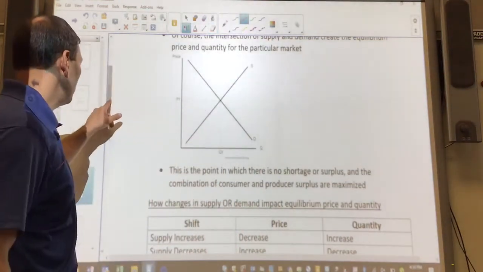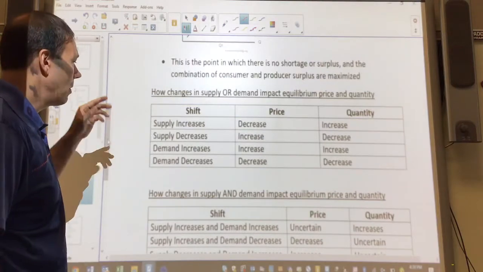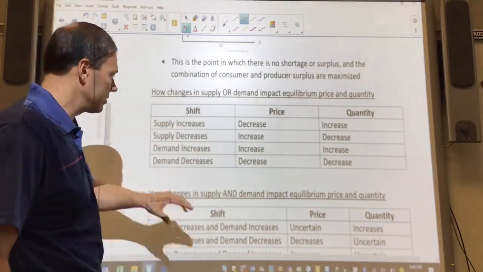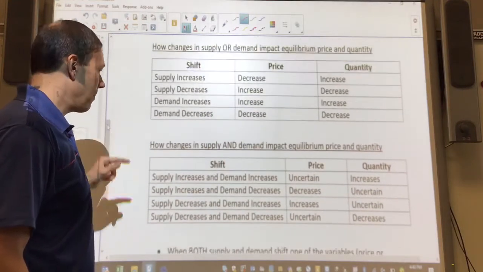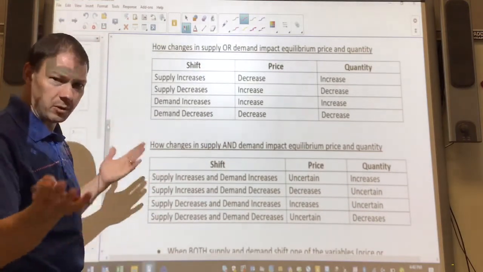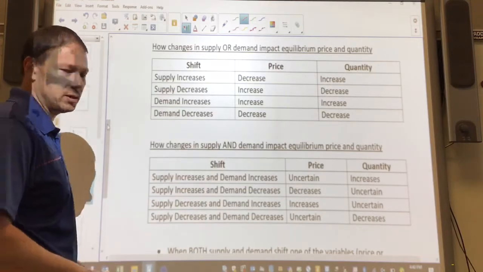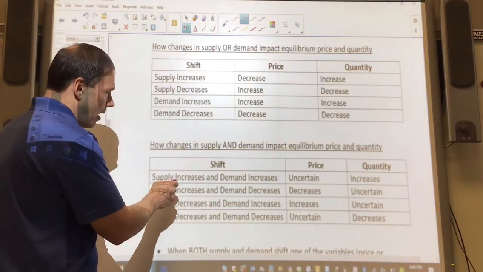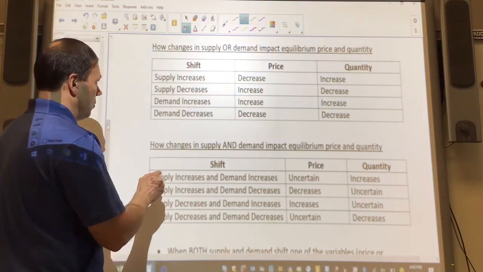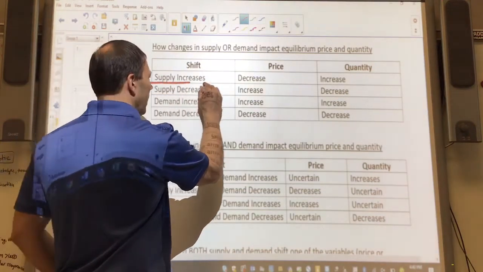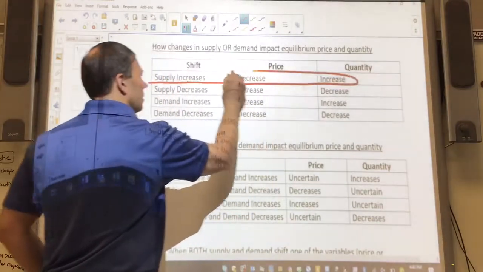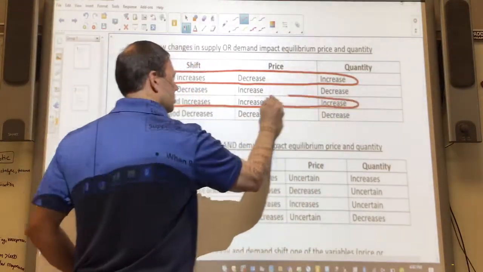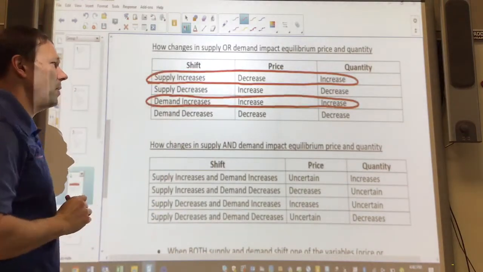And if you remember back in September, I think it was, maybe even August, when I showed you this trick where you can figure out this bottom half by using the top half. So, again, I'm going to walk you through one of these, and you can just look at the rest of the examples here. But what happens when supply increases and demand increases? So, we are looking at this right here and comparing it with this right here, okay? So these are the two we're looking at, supply increases and demand increases.